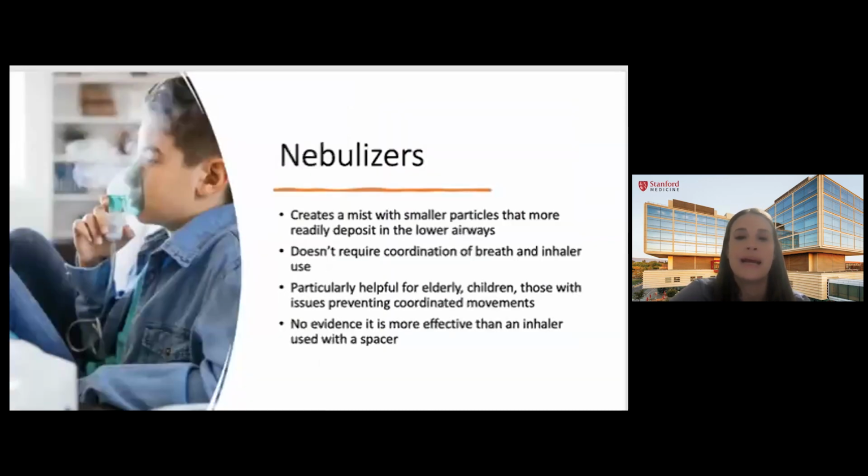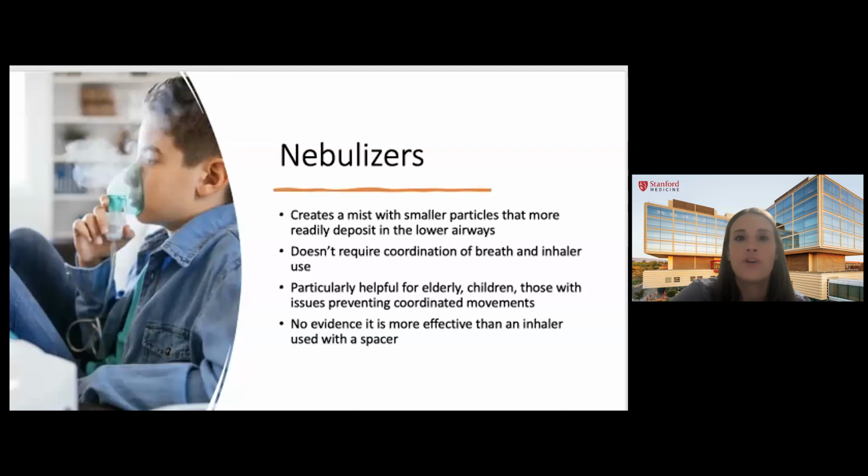And then something I get asked about a lot is, what about nebulizers? Do I need a nebulizer? So I think nebulizers are great. Basically, nebulizers create a mist of aerosolized particles with the medication, and they can make smaller particles that more readily deposit in the lower airways than the inhalers.